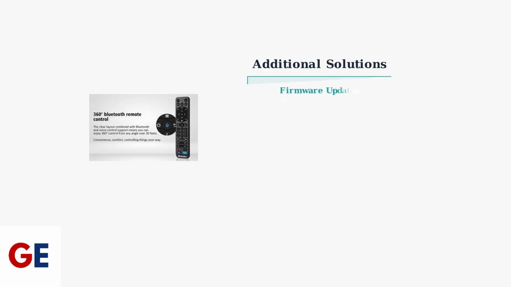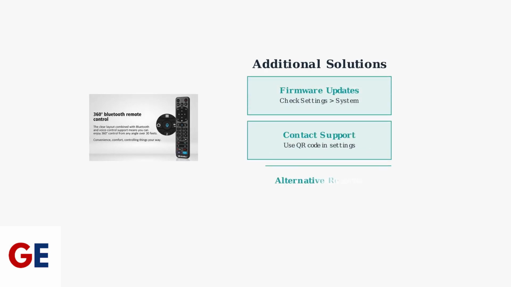Regular firmware updates often include remote performance improvements and bug fixes. Check for updates in your VSeeBox settings. If problems persist, use the QR code in system settings to contact support or consider using your TV remote or a third-party remote as an alternative.